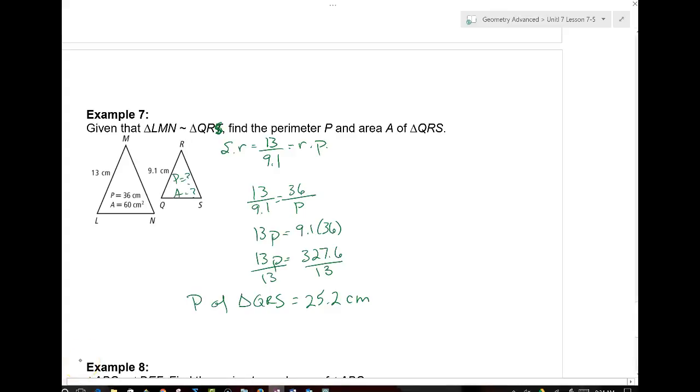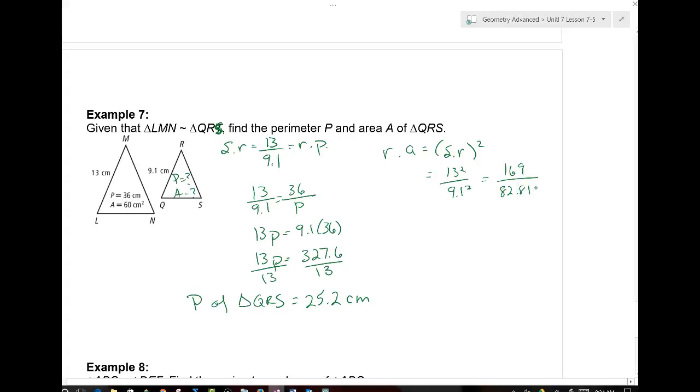All right. With this one, I still need to find the ratio of area, but I need to remember the ratio of area is just your similarity ratio, what? Squared. So can I set up a proportion like this? For ratio of area, isn't that going to be 13 squared is to 9.1 squared? Now, guys, look how awful this looks. That's 169 over 82.81. Ew.